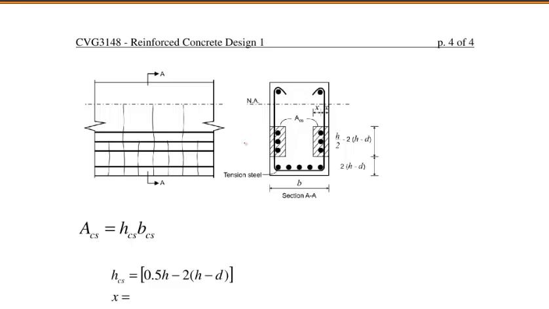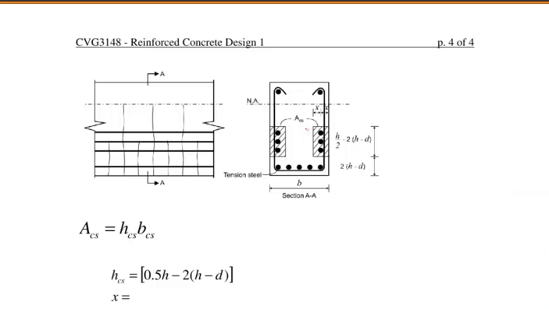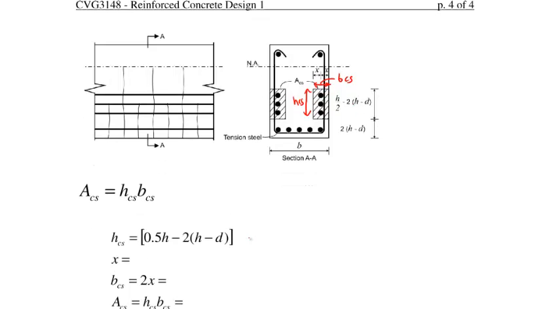Okay, so this figure explains that formula. So this area ACS, you can think about it as having a height HCS and a width BCS. What's this height? Basically, you have to use this formula, so let's just calculate it. It's explained in the figure over here, but let's just calculate it based on this formula. So you have 0.5 times the height, which is 1,000, minus 2 times 1,000 minus D, which is 900 in this problem. This is equal to 300 millimeters.